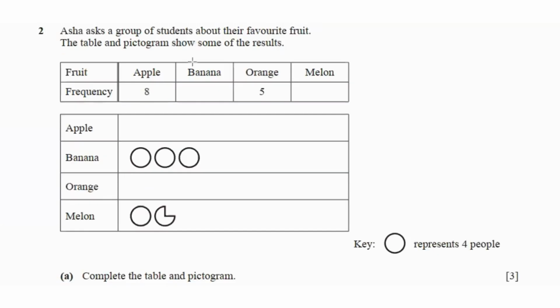If the frequency for apple is 8, that's going to be 2 circles. For oranges, it's 5, so it's going to be 1 circle. And for the other one, we're going to draw a quarter.